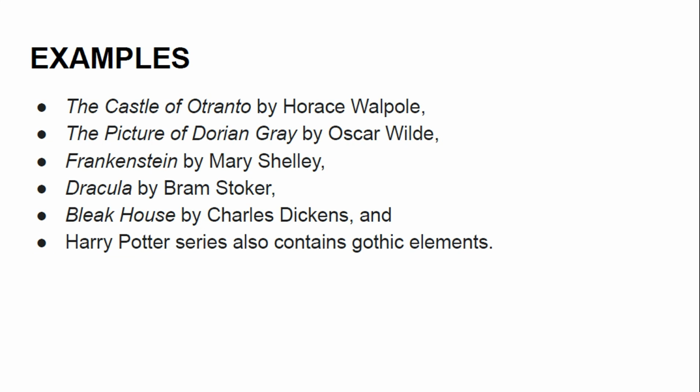First is The Castle of Otranto by Horace Walpole. Then comes The Picture of Dorian Gray by Oscar Wilde. I have also made a video on that; the link will be given in the description below. Then Frankenstein by Mary Shelley. I have also made a video on that; the link will be given in the description. Then comes the famous work Dracula by Bram Stoker. Then Bleak House by Charles Dickens, and the Harry Potter series, which also contains Gothic elements. And then Stephen King novels like It, and others like these. You can also see these things in the movies.